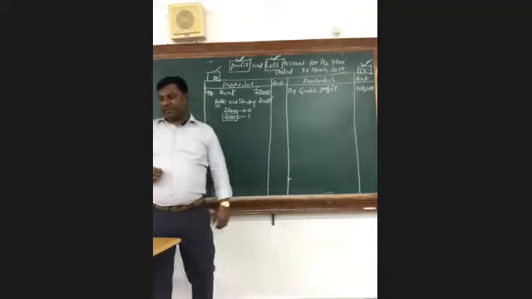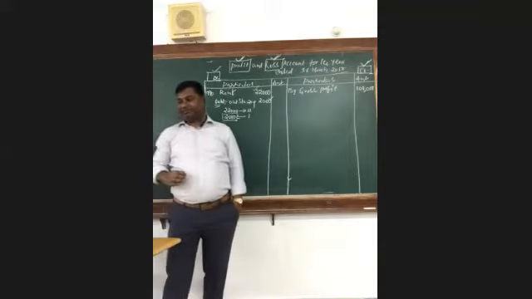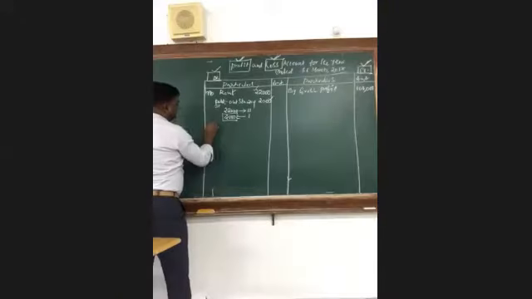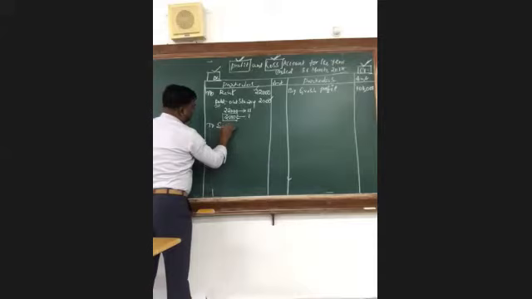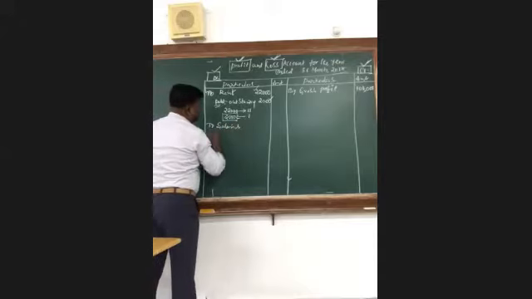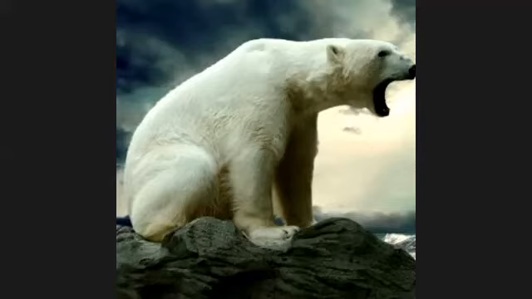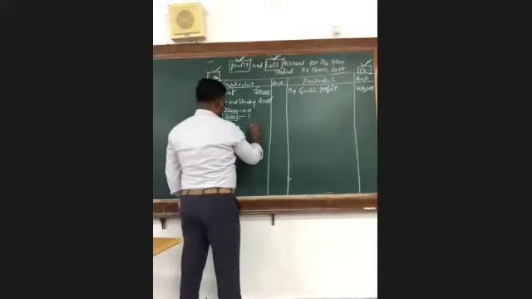What's next? Salaries. Is there any additional information or adjustment for this? Yes, sir. 4,000 outstanding salary. What is the salaries amount? 10,000, sir.